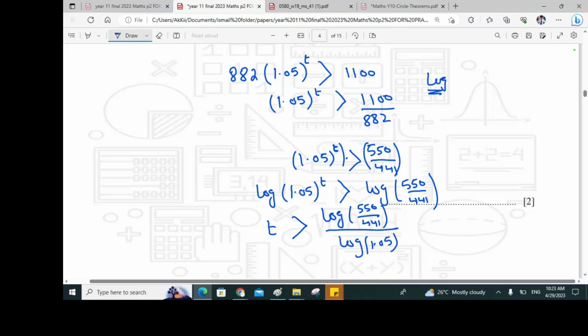So let me do it first and then see whether my answer is coming right or wrong, and then I'll be confirmed on this. 441, this whole divided by log of 1.05.